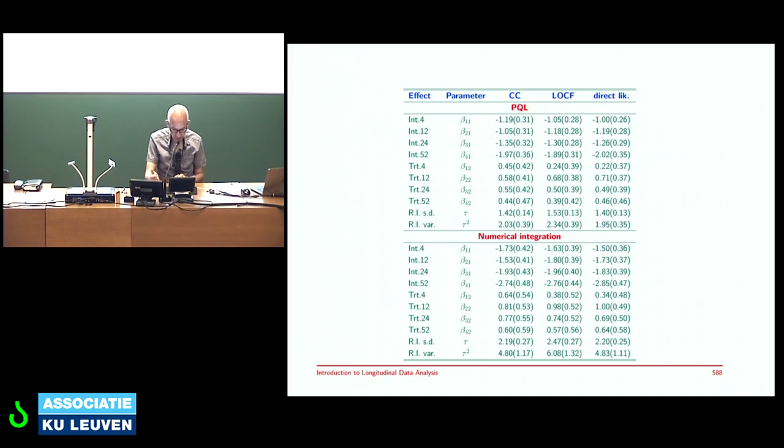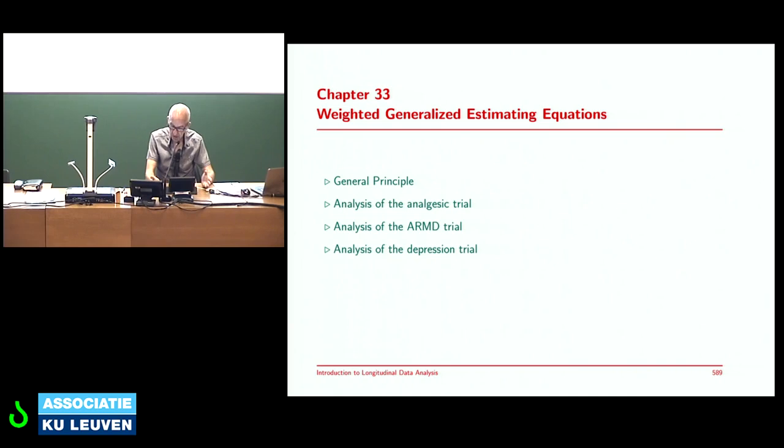Good. Then we have, for the GLMM analysis, the PQL version, but we know in the meantime that PQL is not something to really strongly advocate, and we have the numerical integration version here. Again, CC, LOCF, direct likelihood. This, by the way, is the generalized linear mixed model. Question is, where is generalized estimating equations? It's a very good question indeed, but generalized estimating equations need weighted generalized estimating equations, and that we haven't done so far. So that will be the topic of the next chapter, of course.